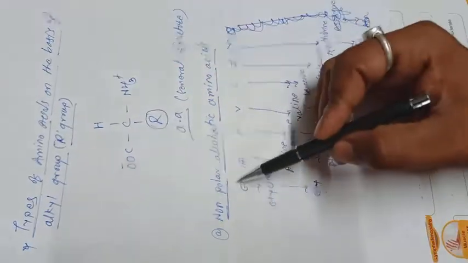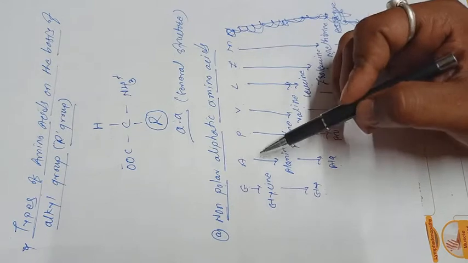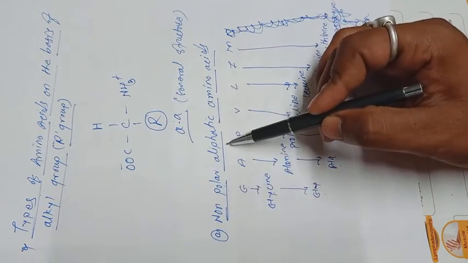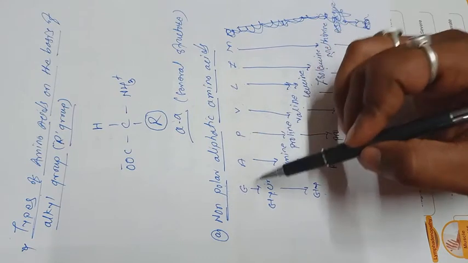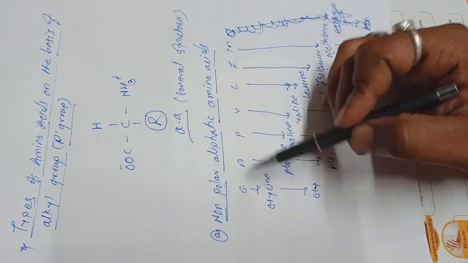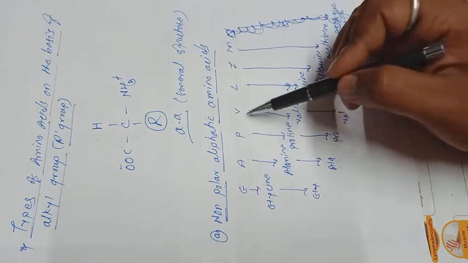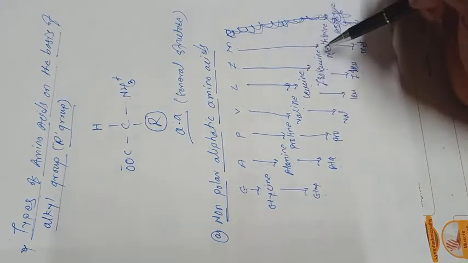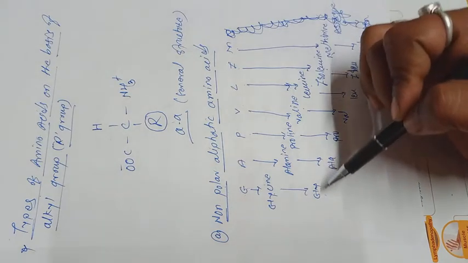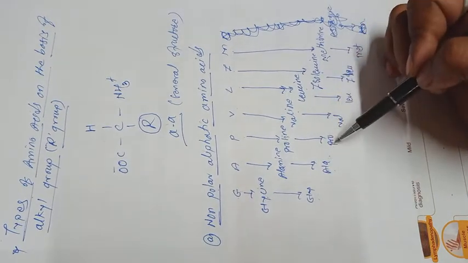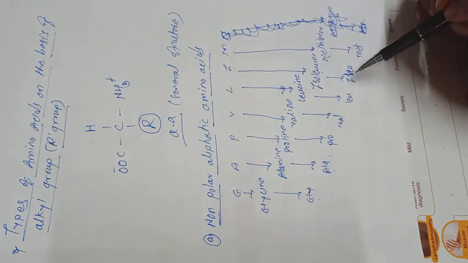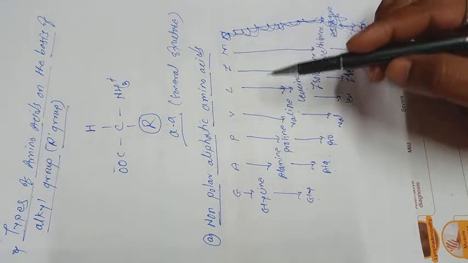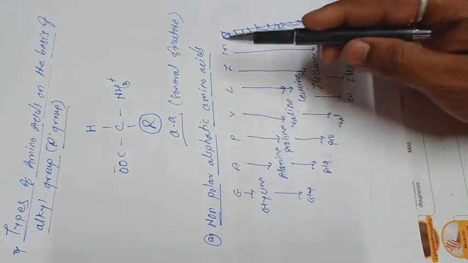First one, non-polar aliphatic amino acids. Non-polar aliphatic amino acids are basically non-polar with an aliphatic chain of alkyl group. That is G for glycine, A for alanine, P for proline, V for valine, L for leucine, I for isoleucine, M for methionine. So GLY, ALA, PRO, VAL, LEU, ILE, MET. These are the amino acids that come under the non-polar aliphatic amino acids.